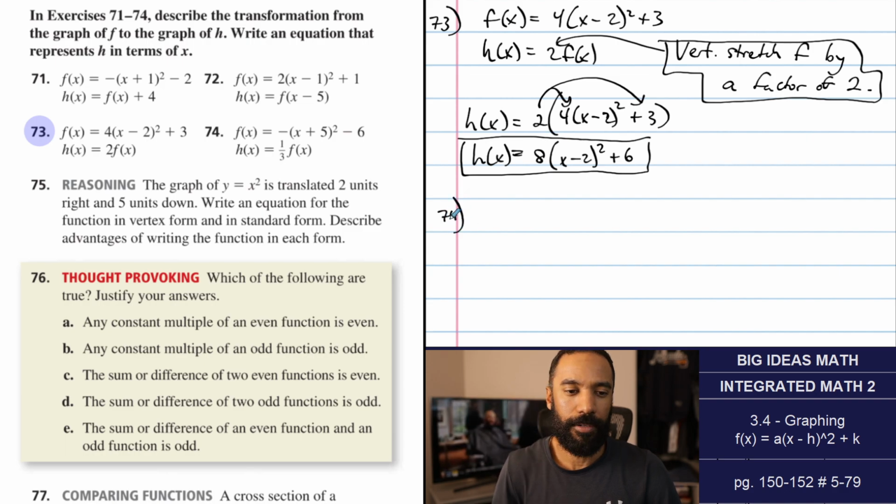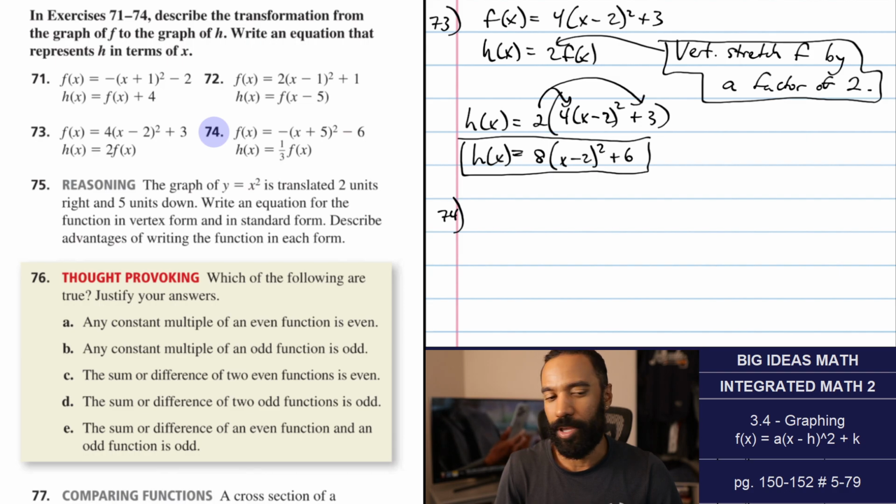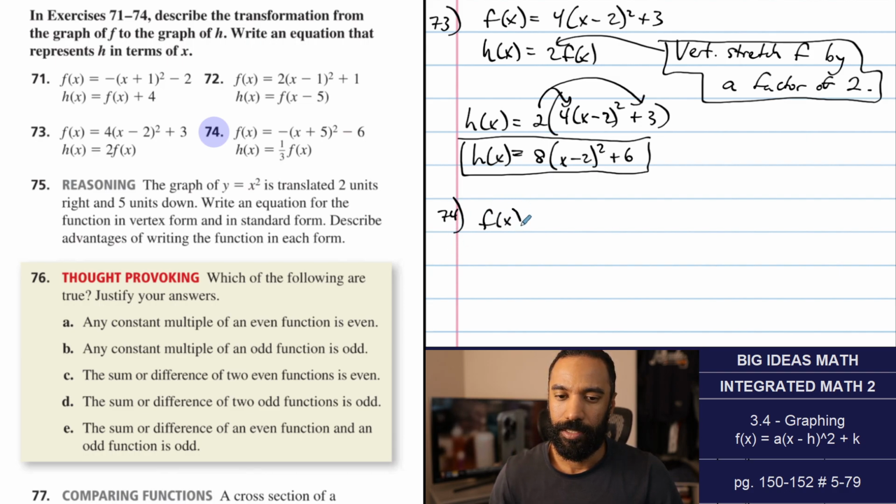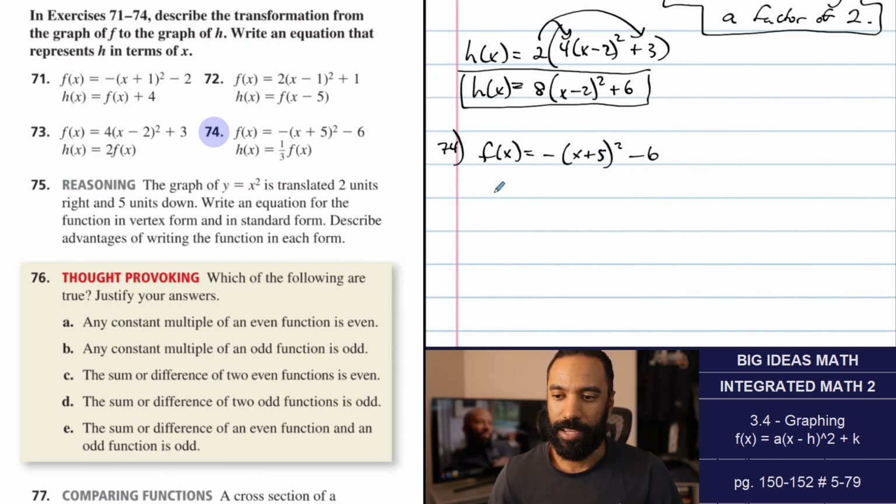Number 74 looks like a horizontal compression, but let's see where we go with it. f of x equals negative (x plus 5) squared minus 6. And h of x is 1/3 of f of x.